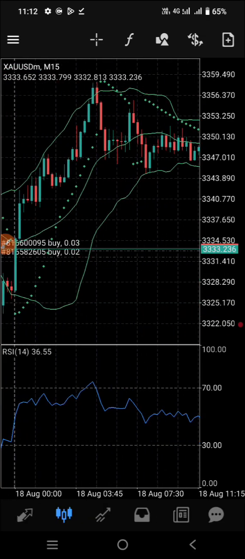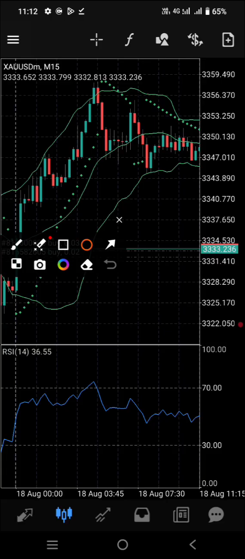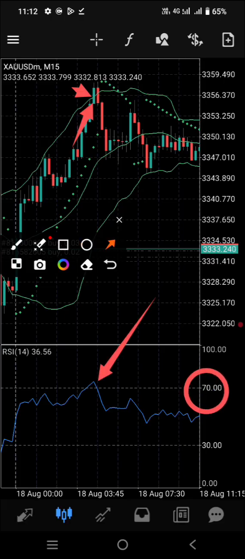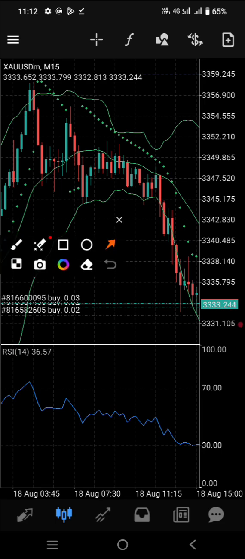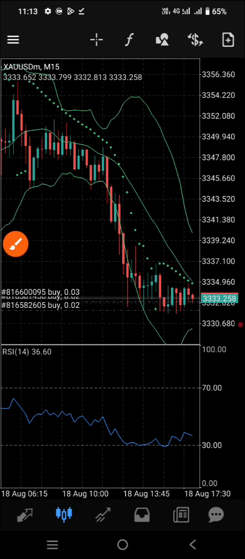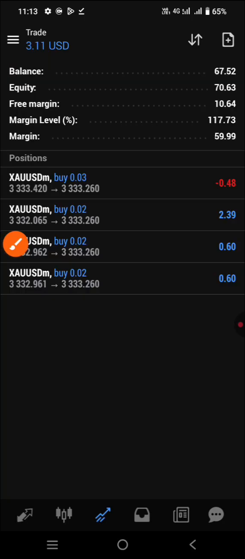Sell rules. For a sell trade, wait for 3 confirmations. First, price touches the upper Bollinger Band. Second, RSI is at or above 70, and RSI is starting to turn downward. Third, Parabolic SAR flips above the candles. Enter a sell on the next candle. Set stop loss 10 to 15 pips above the recent high. Take profit at the middle Bollinger Band, or take 15 to 25 pips profit.